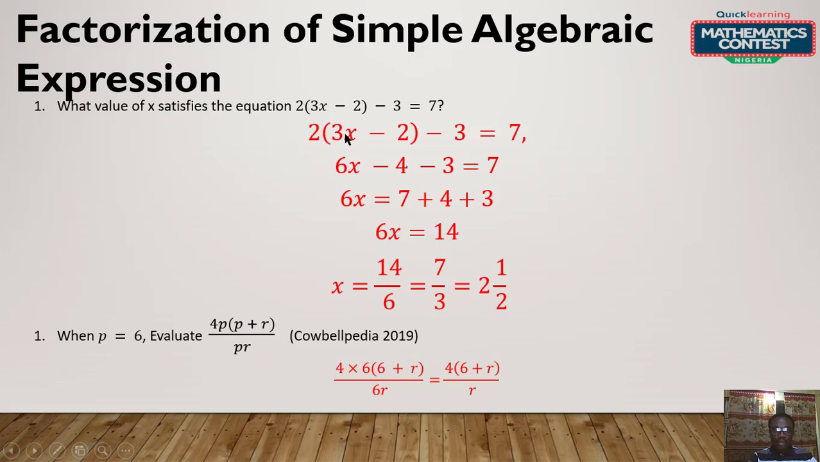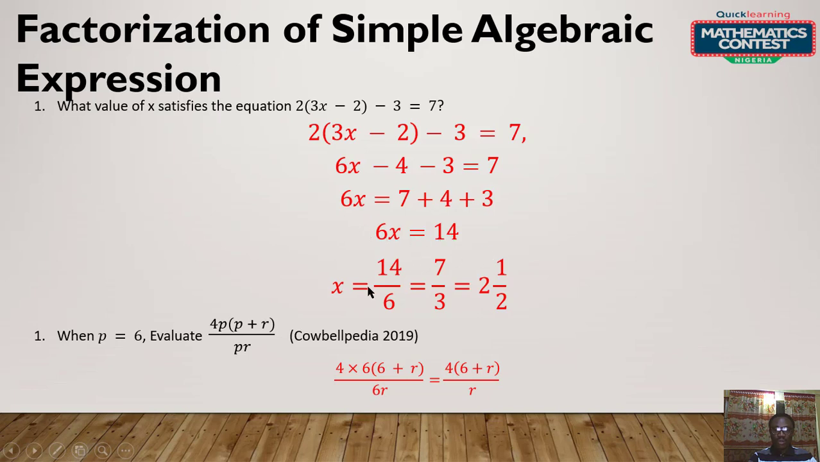So 2 multiplied by 3x will give us 6x, 2 multiplied by 2 will give us 4, then we'll have this minus 3, then we'll plus 7 by the right hand side. So collecting like terms now, moving our negative term from the left to the right, we have 7 plus 4, because it's minus 4 here. When it comes here, it becomes plus 4, then minus 3 comes here, it becomes plus 3. 7 plus 4 plus 3 will give us 14. So 6x equals to 14.